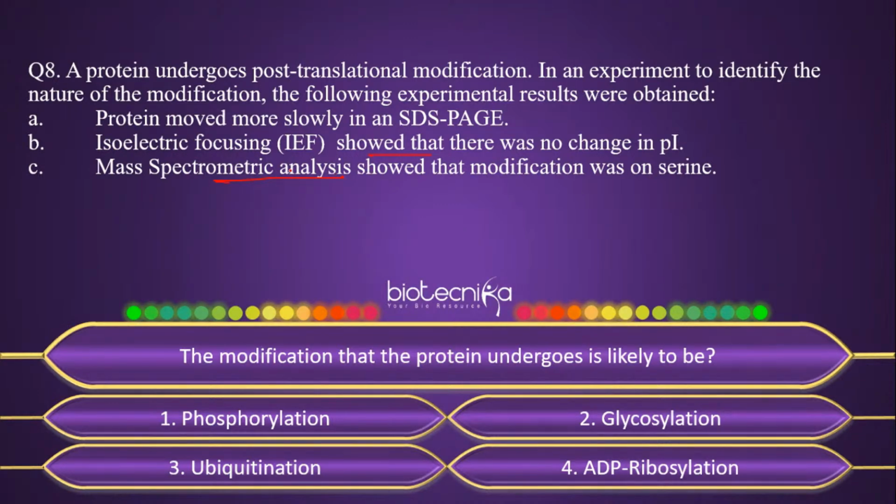So now to answer this question, you should know what are different post-translational modifications. You should know the principle of SDS page, isoelectric focusing, and also you should know about mass spectrometry technique. So what do you think is the correct answer? What is the modification that the protein undergoes?